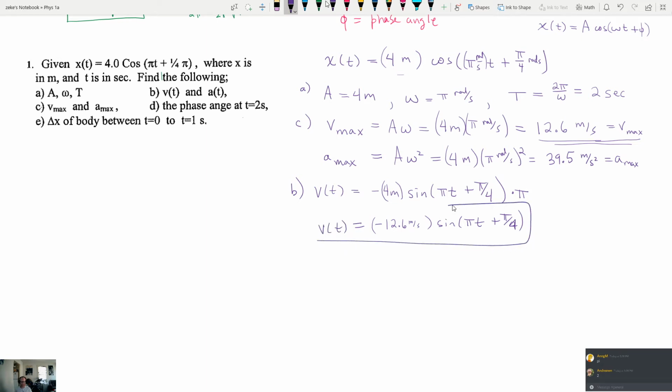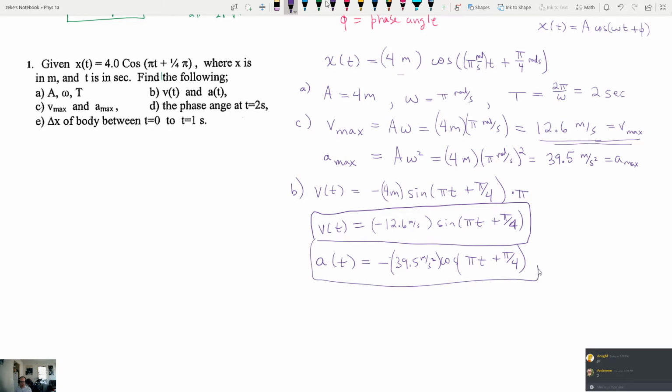So that's v of t. It was cosine, right? So the derivative of cosine is negative sine. And then the acceleration as a function of time, basically it's going to be this times pi, which we saw was 39.5. And we take the derivative of sine, which is cosine. The negative sign will still be out in front. So we'll have negative 39.5 meters per second squared, cosine of pi t plus pi over 4.